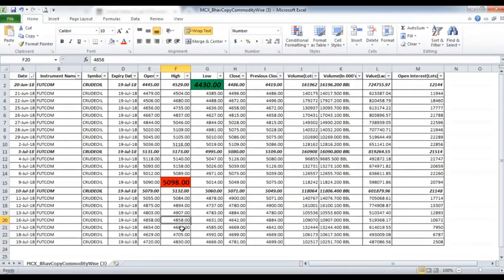And next day again, it increased. It reduced open interest. So did it go below the low? The answer is yes. Did it come back and close above the low? The answer is again yes. So it is forming a support at 4631.